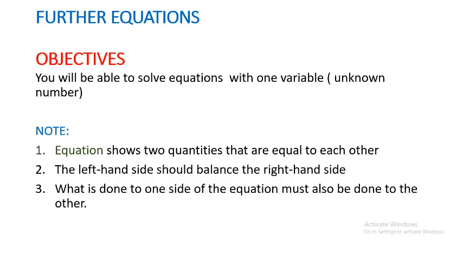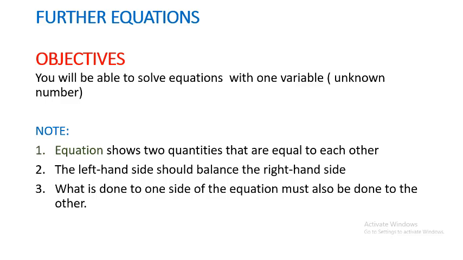Now, the second one, we are saying the left hand side should balance the right hand side. So whenever you are given these equations, make sure that the left hand side balances the right hand side. So how can you do this? Let's go to the third one. What is done to one side of the equation must also be done to the other. So for you to keep the equation balanced, make sure that whatever you are going to do on the left hand side should also be done on the right hand side.